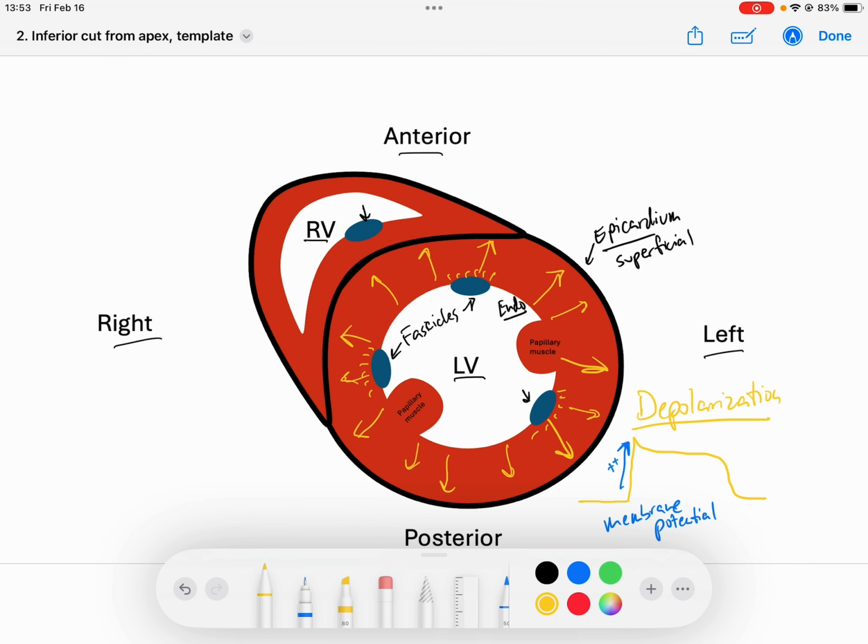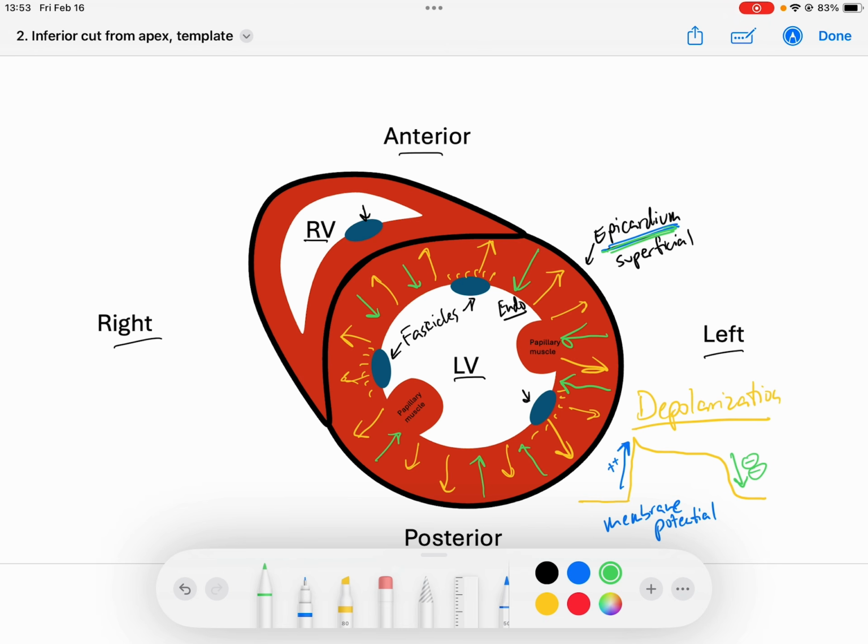And interestingly enough, the closer you get to the epicardium, the faster the cells will repolarize. And remember, repolarization is this part, where we're becoming more and more negative again, right? And repolarization occurs in this direction: the cells on the epicardium will repolarize first, and it will spread in the opposite direction as depolarization.